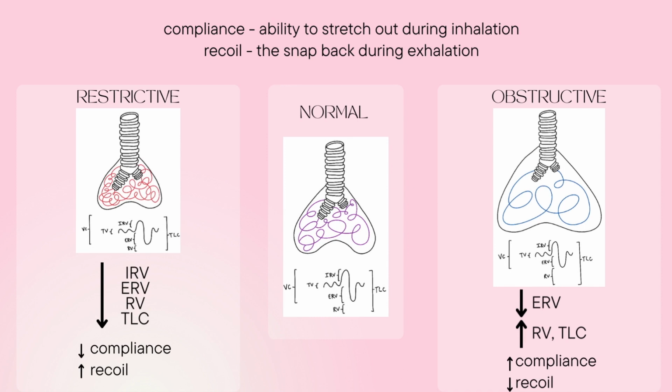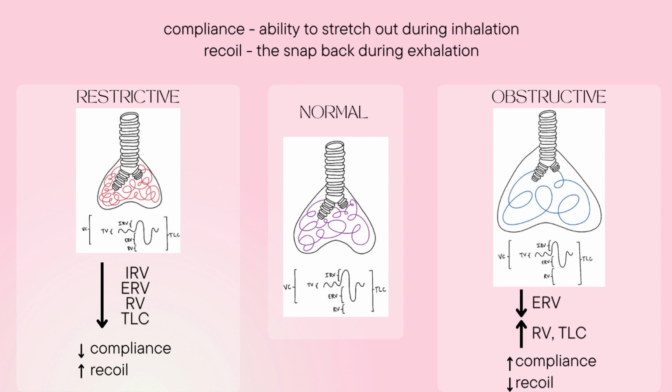So putting this all together for restrictive, it has low compliance. Its ability to stretch is not high, so you will not have the ability to inhale a lot. That's why you have a decreased inspiratory reserve volume. Then you have a high recoil, which is a hard snap back. So all the volumes are going to be decreased because you can't get a lot in, and therefore you can't get a lot out. So your total lung capacity is also going to be decreased.